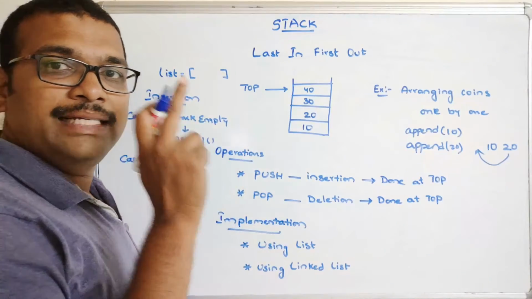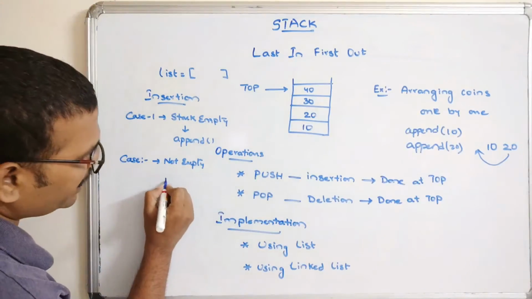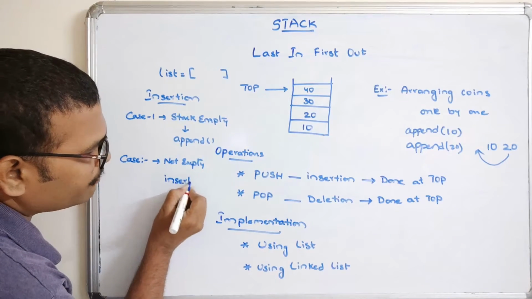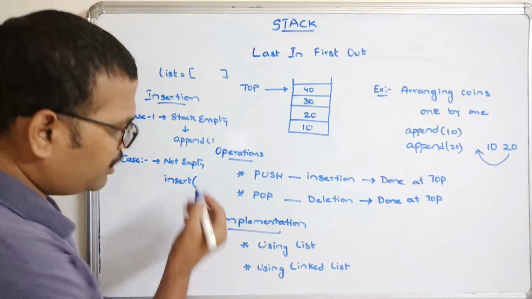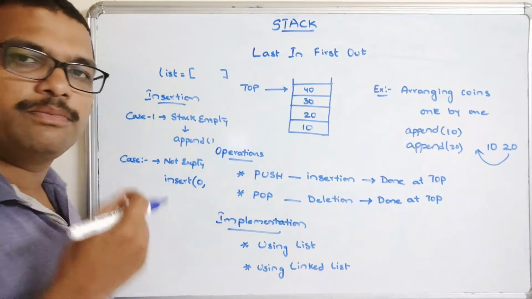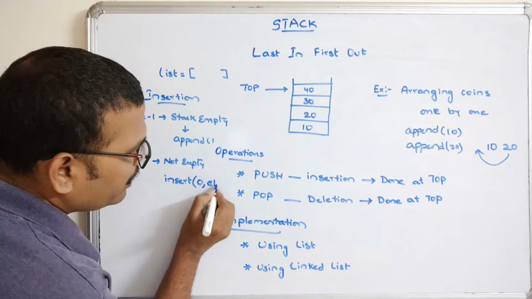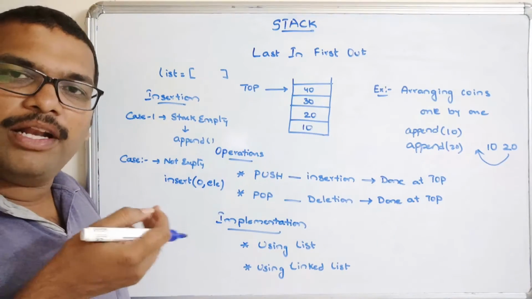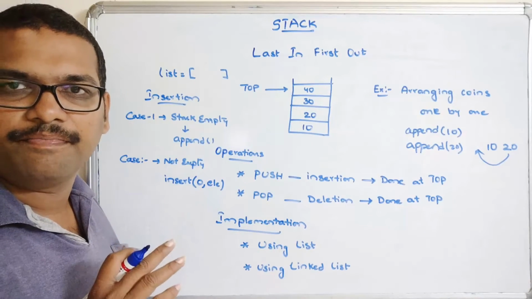So in order to insert the value at the beginning, not the end, we are going to use the insert function. We know that the insert function takes two arguments: the position and the element. So here give the position 0, which means the starting index, right? Position 0 and the element, so that automatically the element will be inserted at the 0th index.